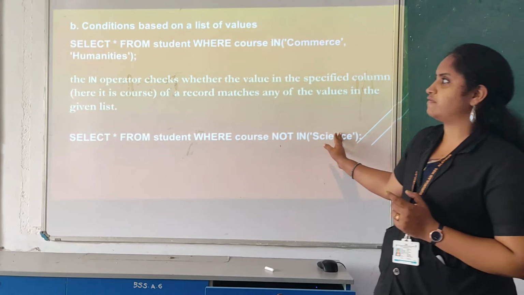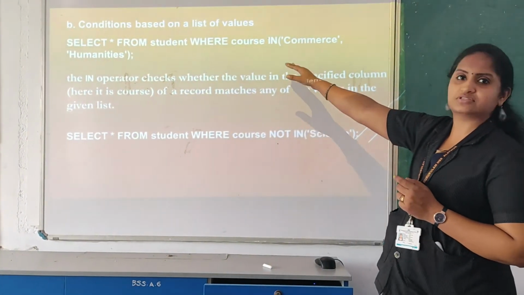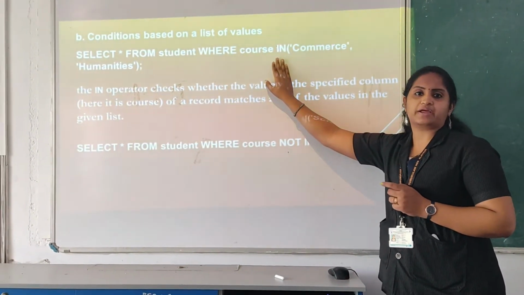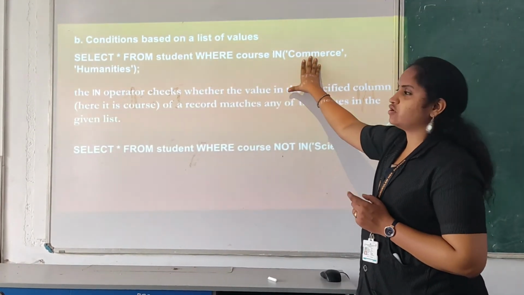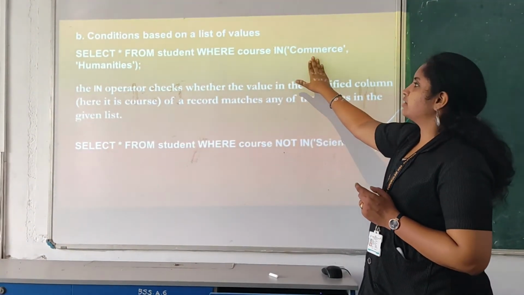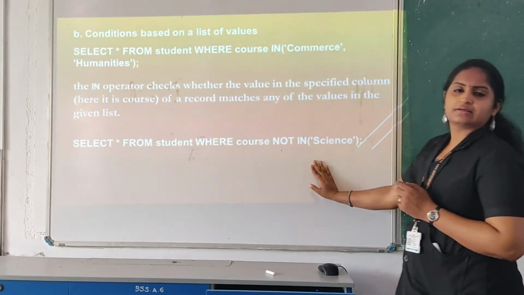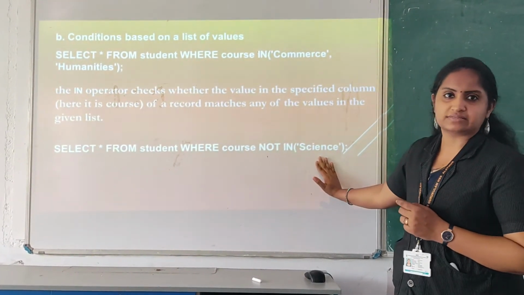Condition based on a list of values. Here you can see: select * from student where course in commerce. So here we are using the operator IN. IN means it will give a list of conditions. Here it is course in commerce and humanities. So you will get the output as a list of values, that means a list of students' details.